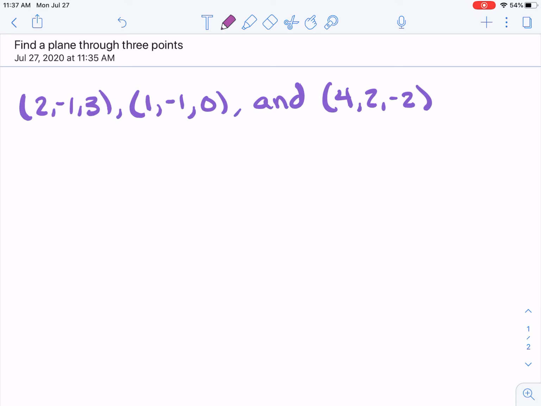Now, our formula for equation of a plane requires a normal vector. We need a vector that's perpendicular to our plane. In order to get a perpendicular vector, we're going to have to find 2 vectors that lie in the plane. So let's start there. Let's find 2 vectors in the plane.